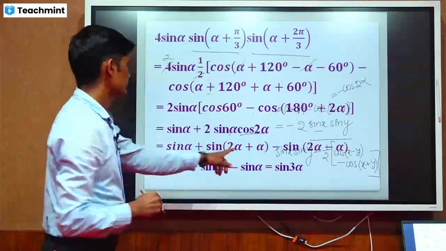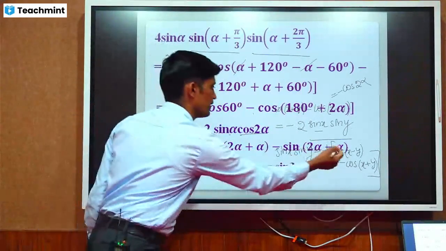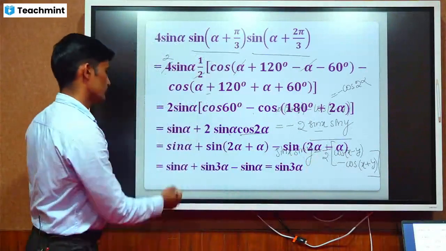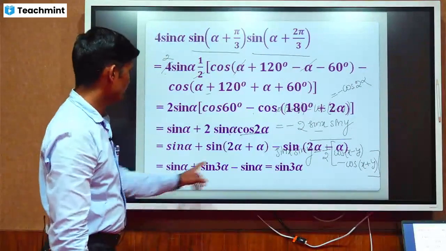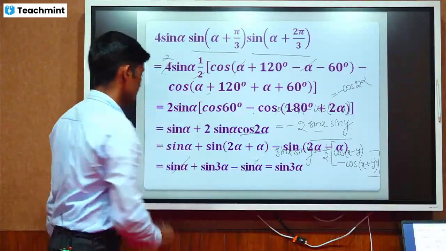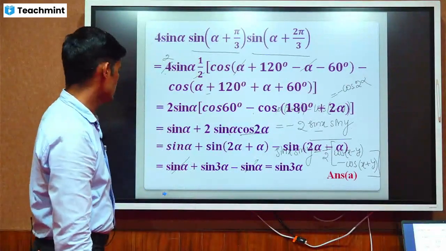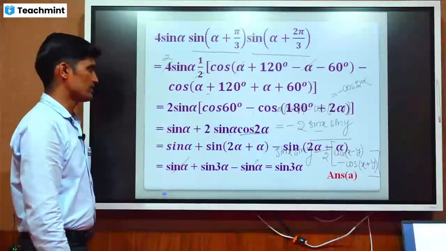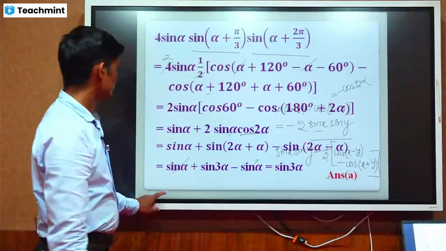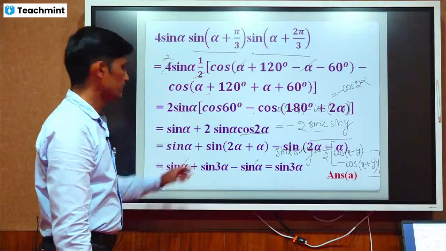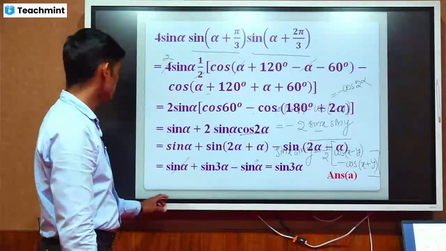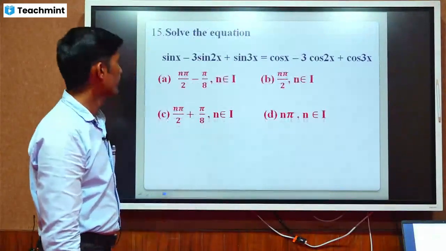That is sin 3 alpha. Here this is sin alpha. Therefore, this is equal to sin alpha gets subtracted, sin 3 alpha. So sin 3 alpha, that is answer A. Sin 3 alpha is the answer. So we are making use of the transformation formula to simplify the function.